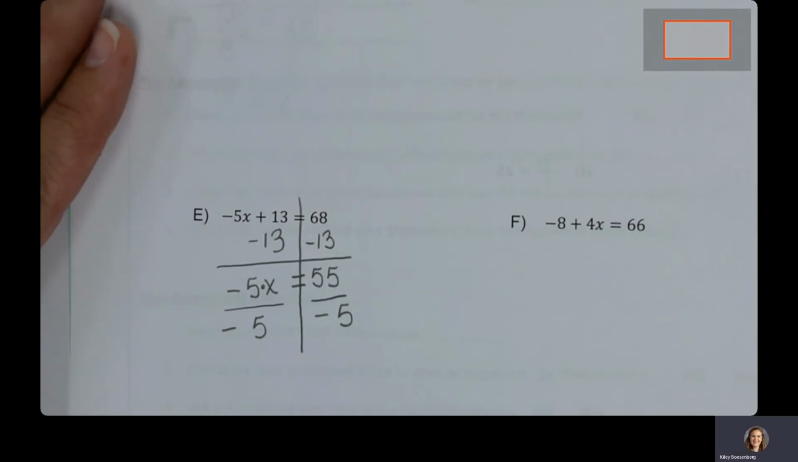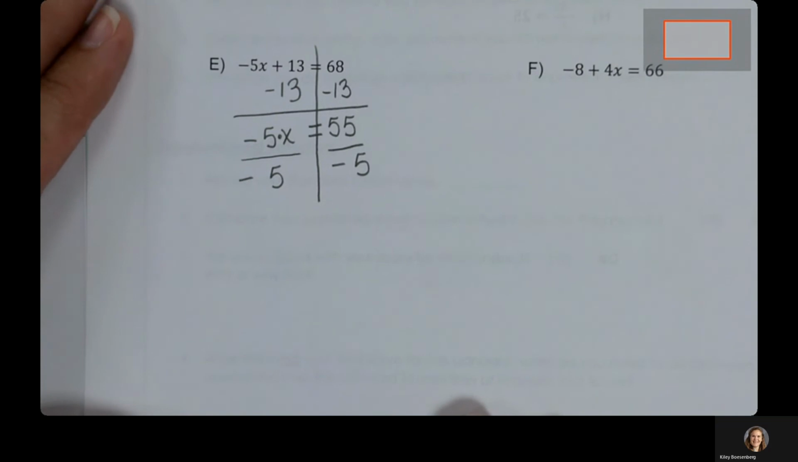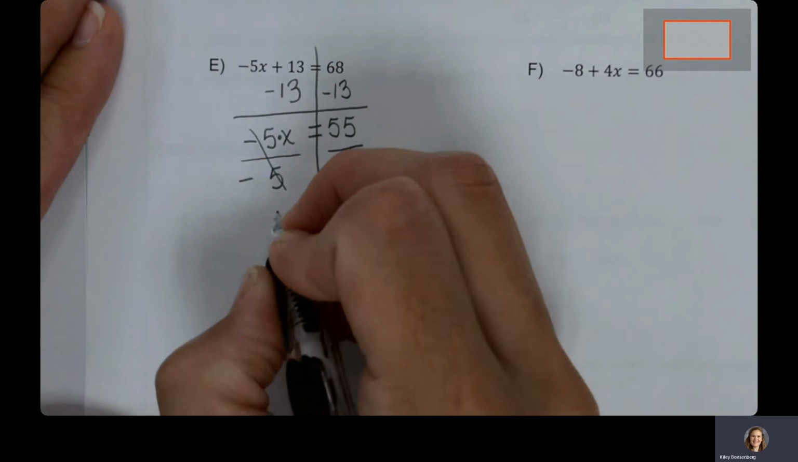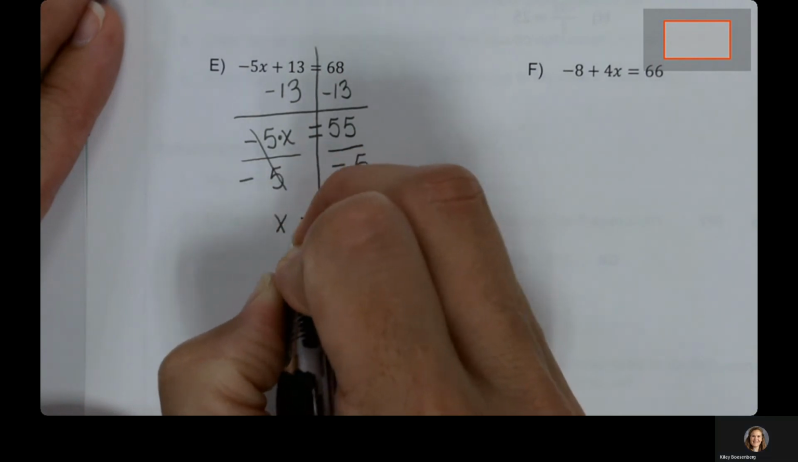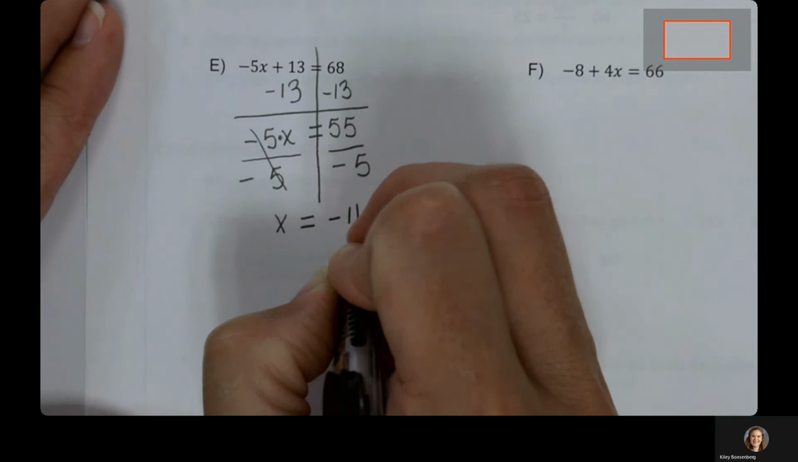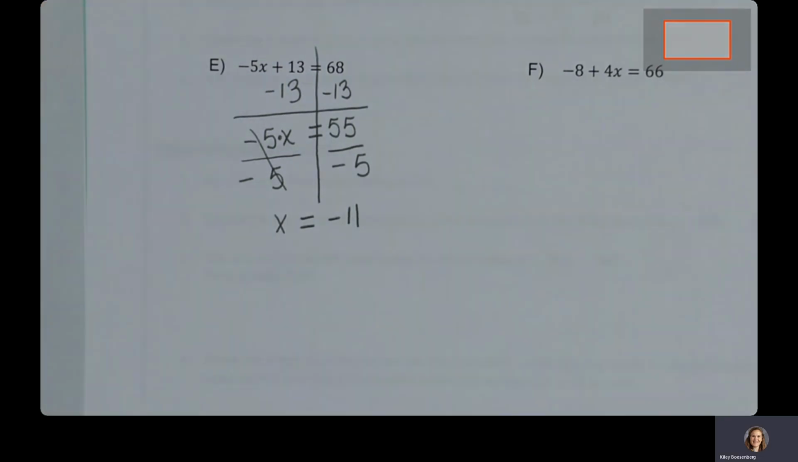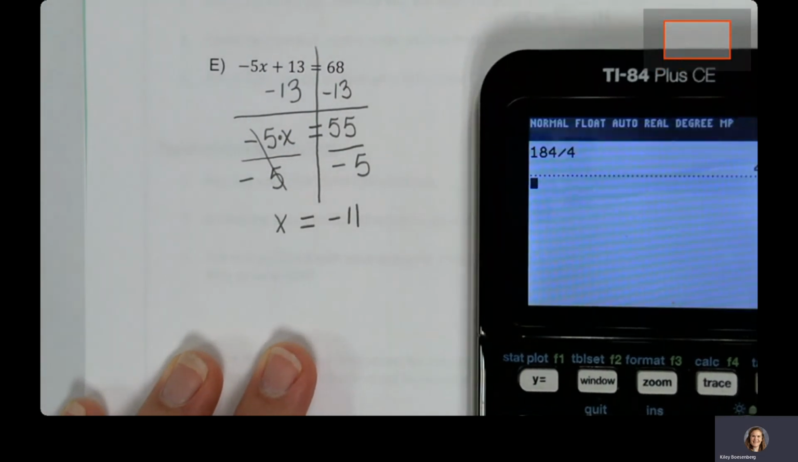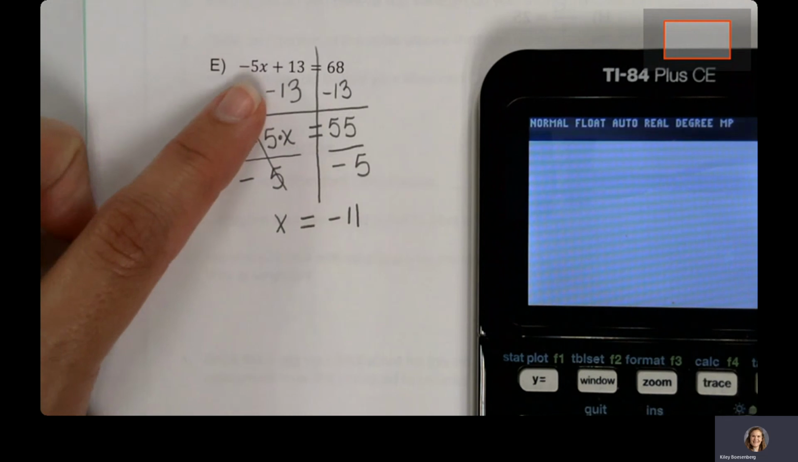okay, type that into our calculator. X equals negative 11. Okay, and when you grab your calculator to type this back in, don't forget to put in the negative sign for the 11. Okay, so it's going to look like this.